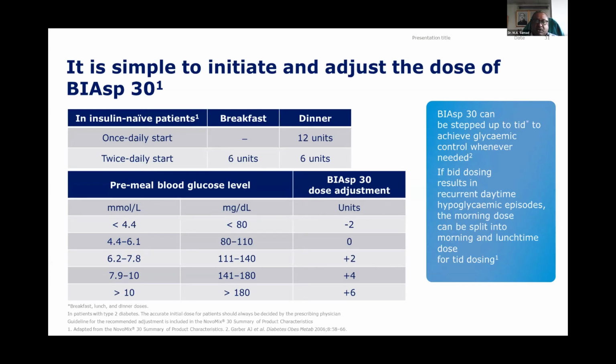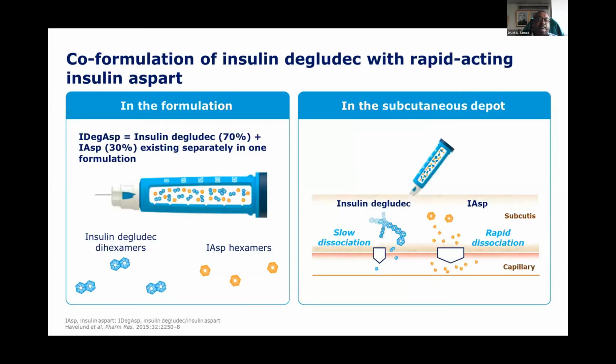The pre-meal blood glucose titration. During titration, you have to look at the pre-meal blood glucose level. If the blood glucose level is less than 4.4, you have to reduce the dose by 2 units. If it is 4.4 to 6.1, there is no need of titration. If it is 6.2 to 7.8, you have to up titrate by 2 units. If it is 7.9 to 10, you have to up titrate by 4 units. If it is more than 10, you have to up titrate by 6 units. But it should be every 3 to 7 days.